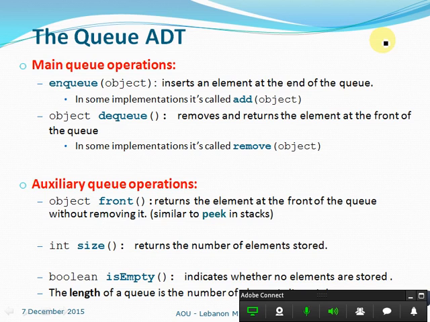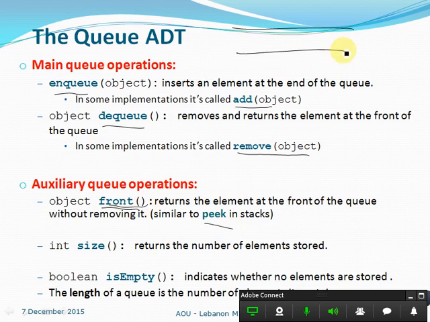The main queue operations are enqueue and dequeue. Enqueue is nothing but inserting the element. Sometimes it is implemented as add, and dequeue is removing the element. Sometimes it is implemented as remove. An auxiliary queue operation is front, which will give the element at the front. It is something like peek in the stack, which will just display the element at the top. Front will just display the element at the front.